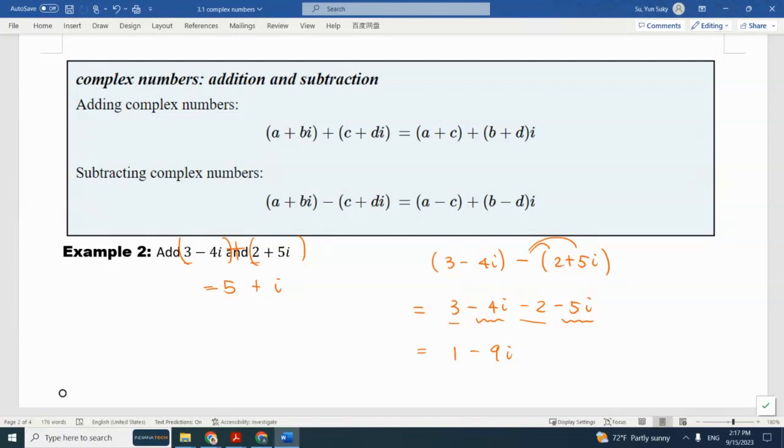Distribute. We get rid of the parentheses first. So let's distribute. With the parentheses, we cannot add or subtract anything. Right? We have to get rid of the parentheses. Then we can add the like terms together.